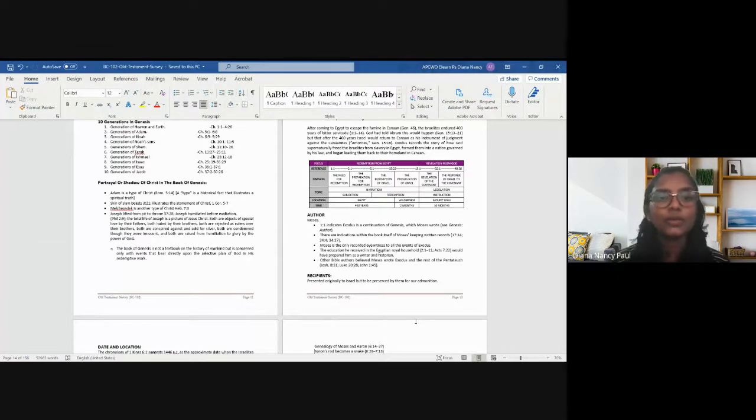Both are the objects of the special love of their fathers, and both hated by their brothers. Both were rejected, and the rulers over the brothers, both are conspired against and sold for a silver. And both are condemned, though they were innocent, and both are raised from humiliation to glory by the power of God. So the book of Genesis is not a textbook of history of mankind, but is concerned only with events that bear directly upon the selective plan of God in his redemptive work.